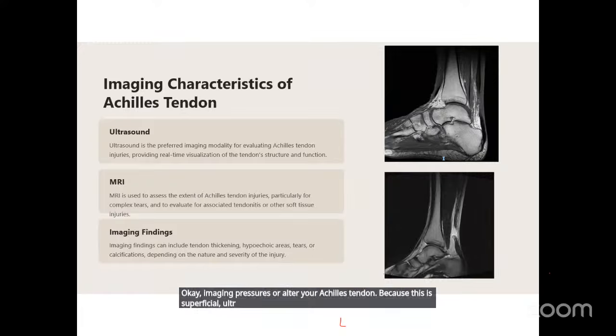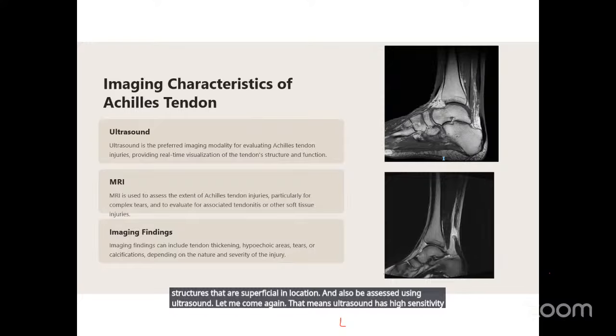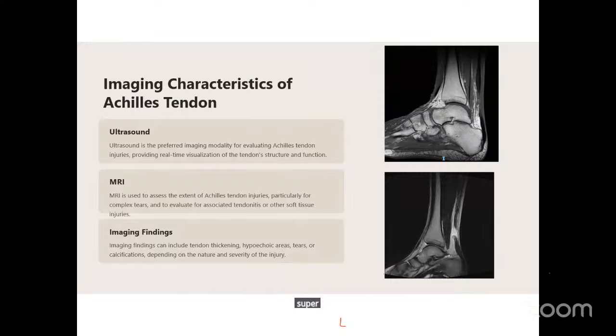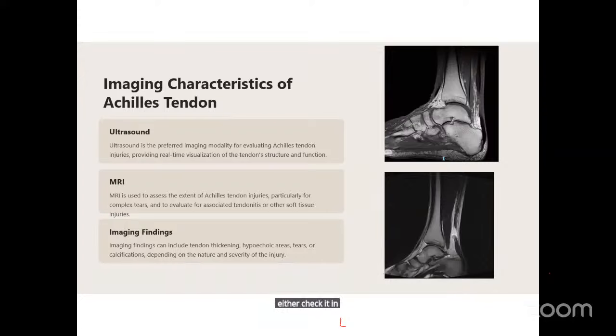Ultrasound can, I forgot to tell you, structures that are superficial in location can also be assessed using ultrasound. Let me come again. That means ultrasound has high sensitivity for structures that are superficial in nature. Ultrasound is good in assessing superficial structures, because the Achilles tendon is very superficial. MRI is also good. Imaging findings produce either thickening or hypoechoic areas.